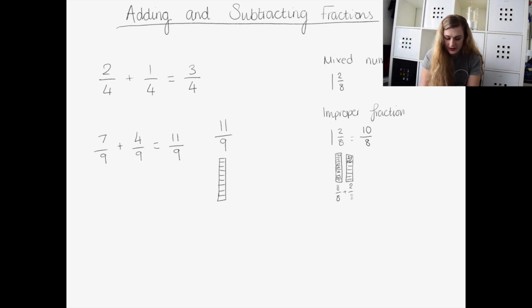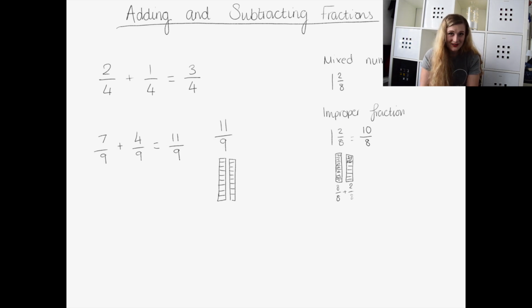Now I can't make 11 out of 9 because I've only got 9. So what I need to do is add another bar of 9. So I'm going to do that now. 1, 2, 3, 4, 5, 6, 7, 8, 9.